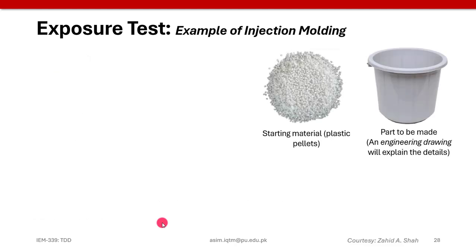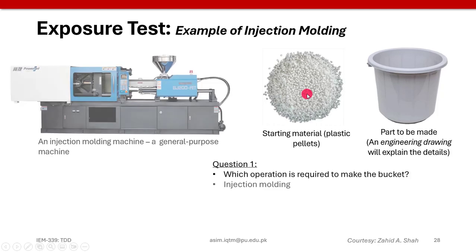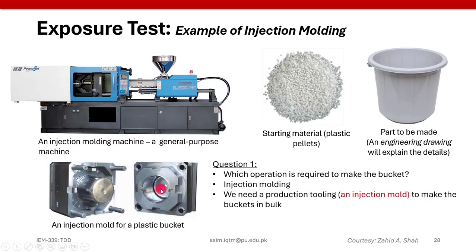Finally, we have the injection molding example, where the final shape of the part is a bucket, and the starting material is plastic pellets. And definitely we need an injection molding machine, a general purpose machine, a machine tool, and we need an injection mold, which helps to produce this final shape of the part. And the mold consists of 2 parts, the core and the cavity.